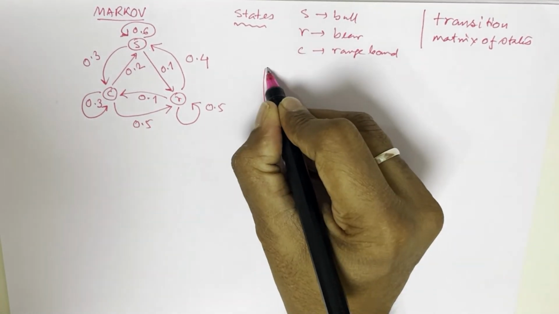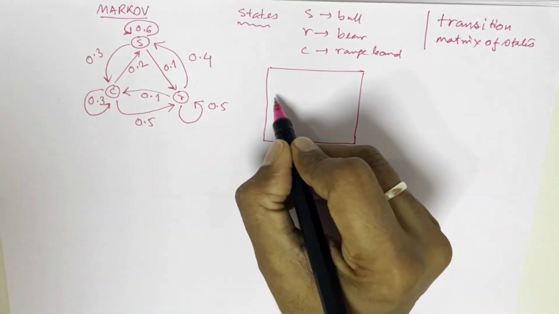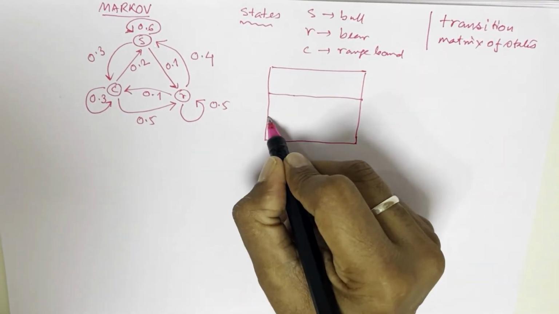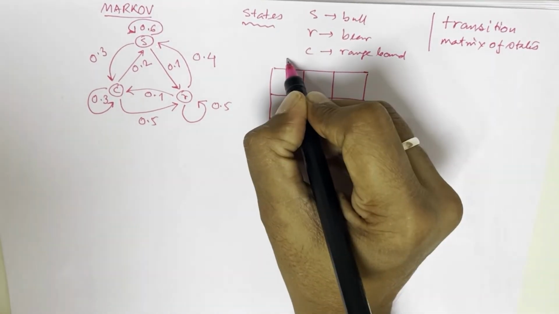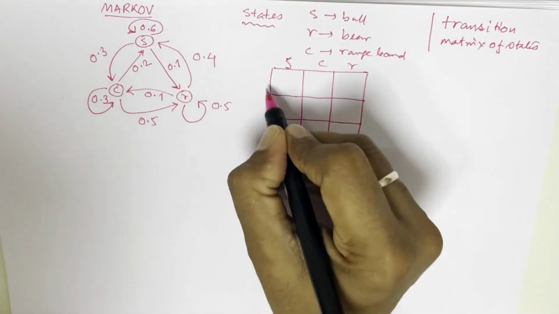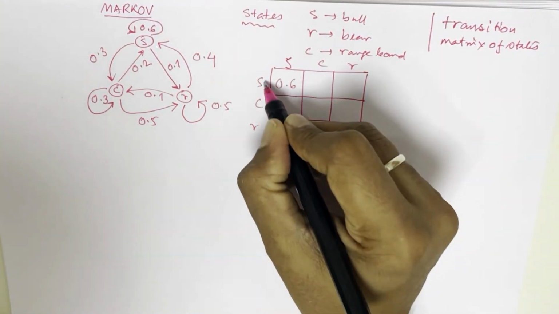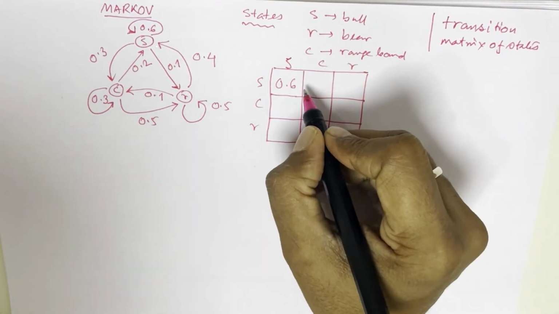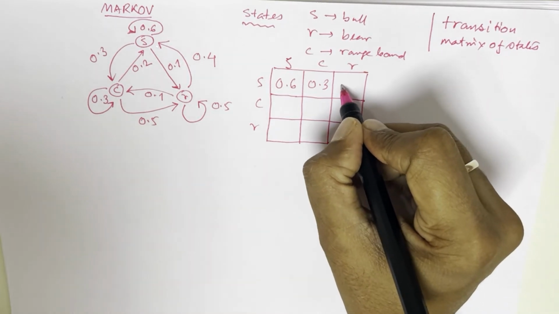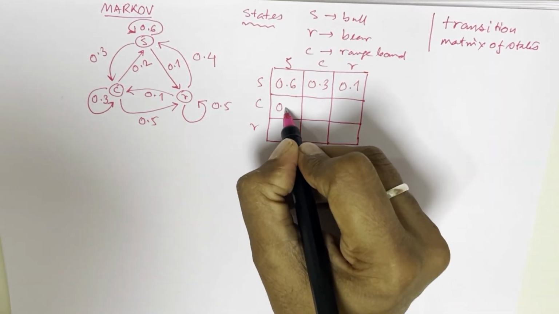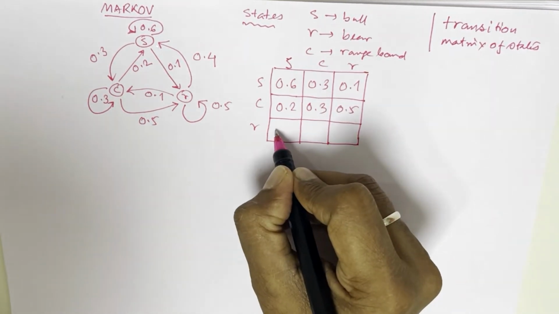Now let's make the transition matrix first. I'm just drawing a basic transition matrix here for you. So this is S, this is C, this is R, and this is S, C, R. S and S, that is S repeating, is 0.6, S to C is 0.3 and S to R is 0.1. Similarly, I repeat it for the others. You can cross check, obviously.